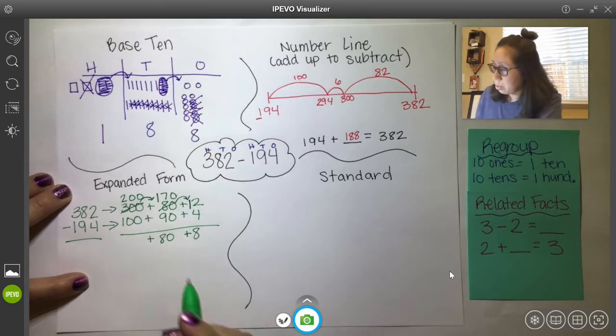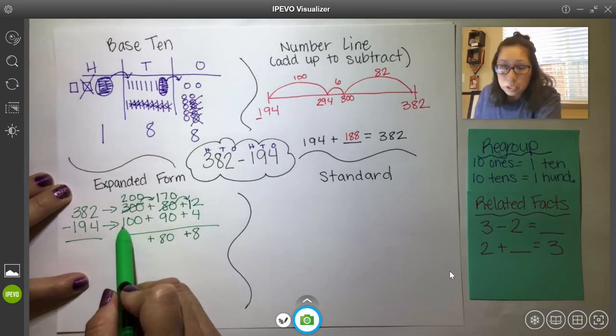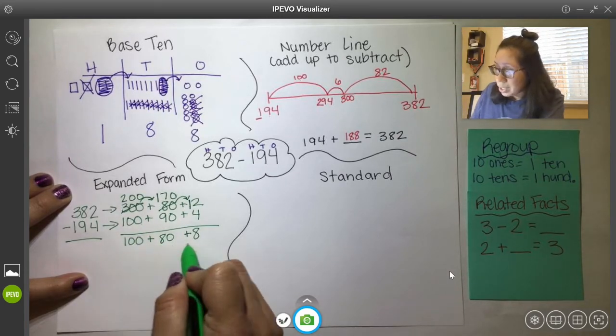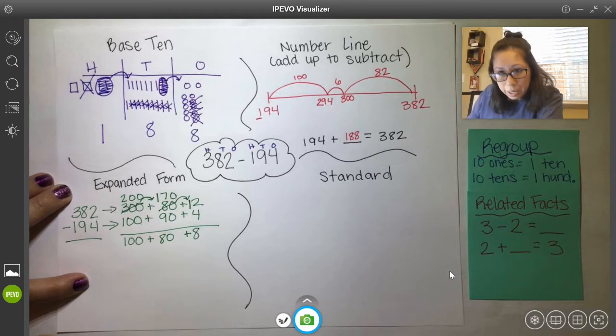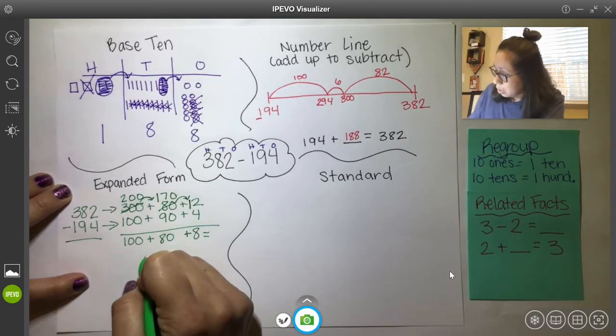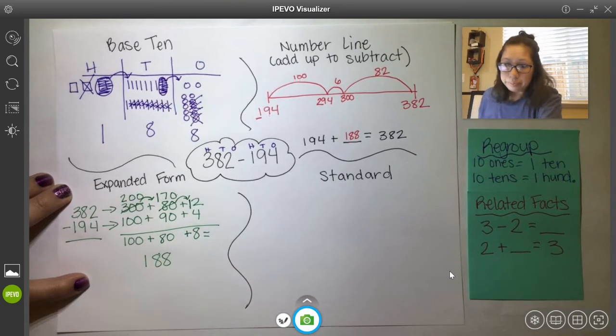Bring the plus sign down, and I have 200, and remember we're subtracting 100, and I have 100 left. We are still in expanded form. We need to put it back into standard form. 100 plus 80 plus 8 is 188.